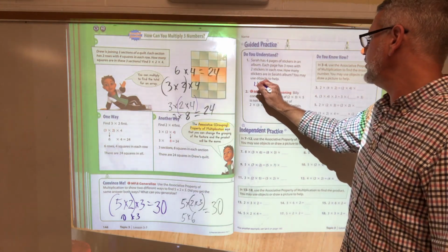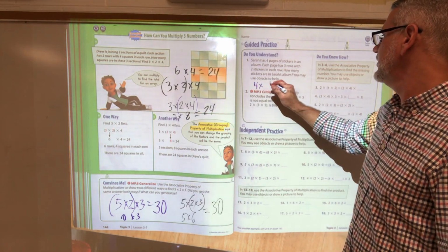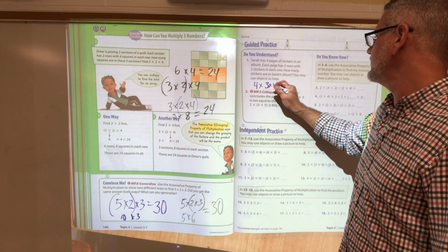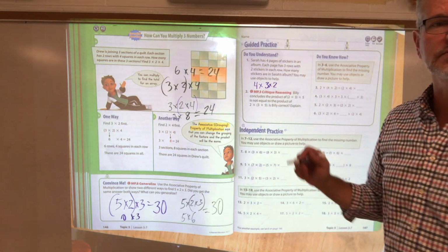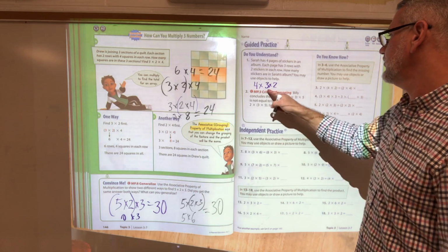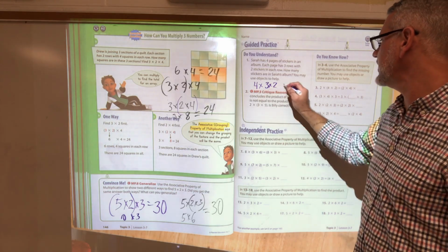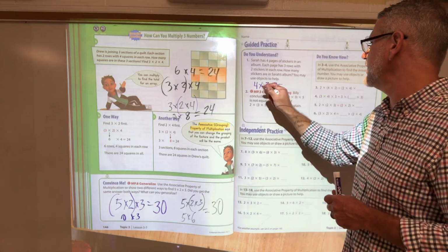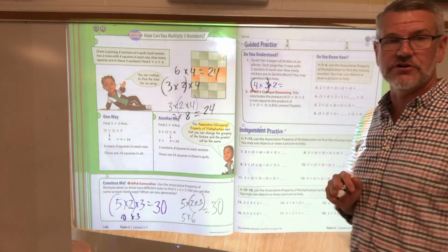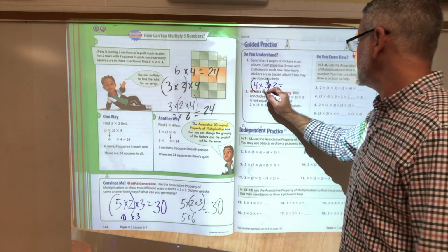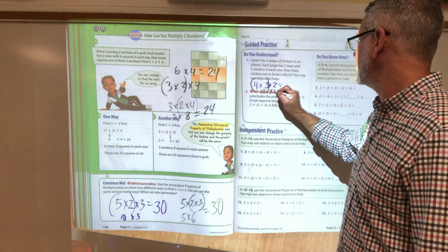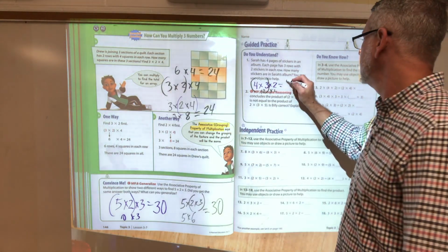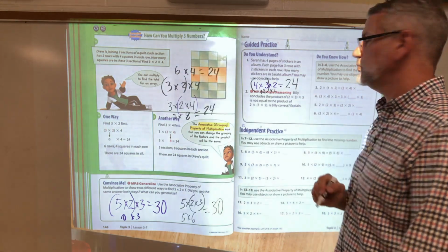So she has 4 groups of, and there's 3 rows of 2. So 4 groups of 3 times 2. 3 groups of 2 times 4, however you want to look at it. And with associative property, we can group these however we want. I'm going to go 4 times 3. And I'm going to say, well, that's 12. And now 12 times 2 is 12 plus 12. So she has 24.